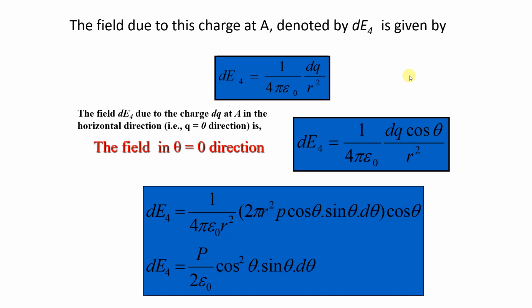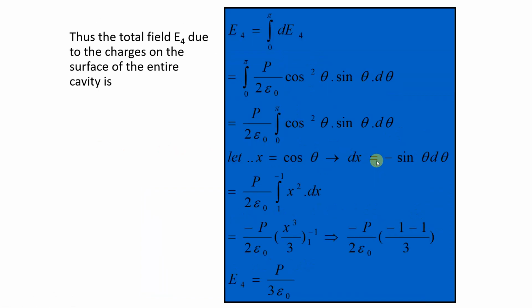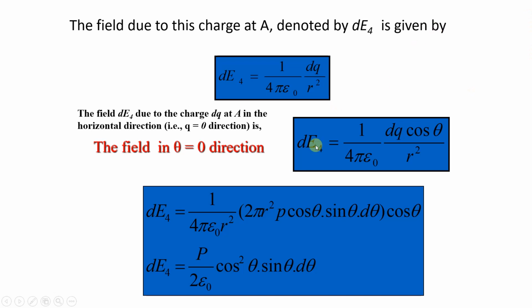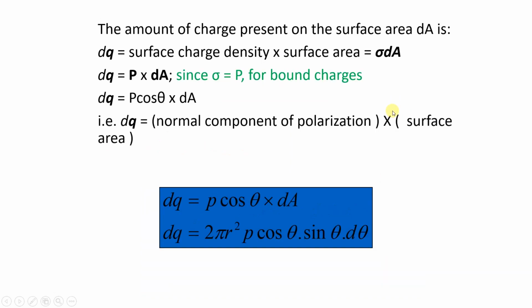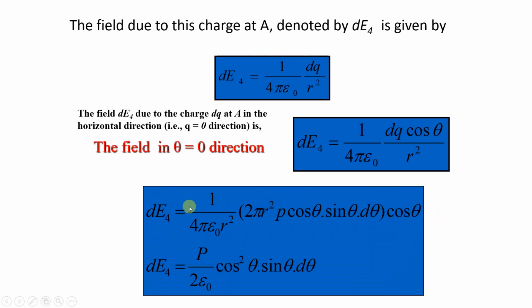Once again, dq is a vector, and we are going to resolve the vector into two components, cos and sine. The sine components will cancel and the only dominant one will be the cos component. So the relation becomes dE4 is equal to 1 by 4 pi epsilon naught into dq cos theta by r square. And we bring back dq from the previous page, that is 2 pi r square P cos theta sin theta d theta. If you substitute that, dE4 simplifies to P by 2 epsilon naught into cos square theta into sin theta into d theta.